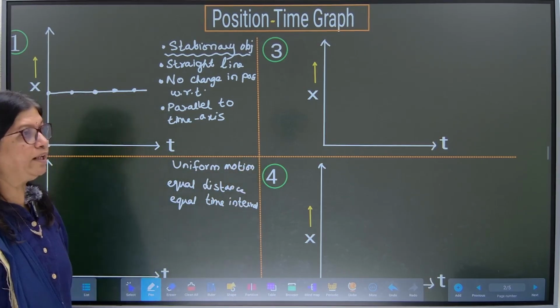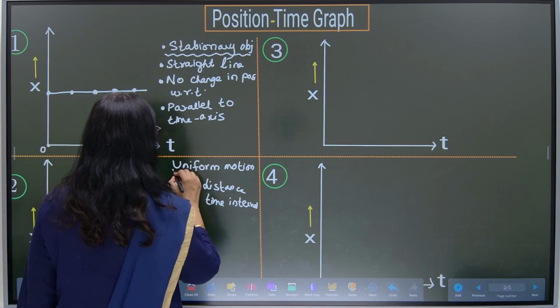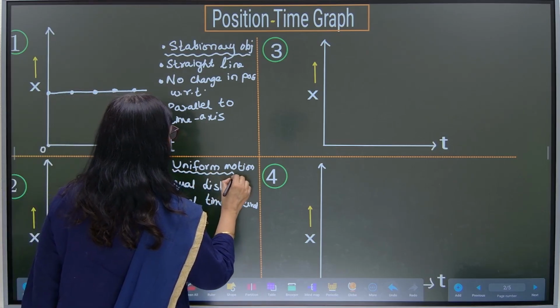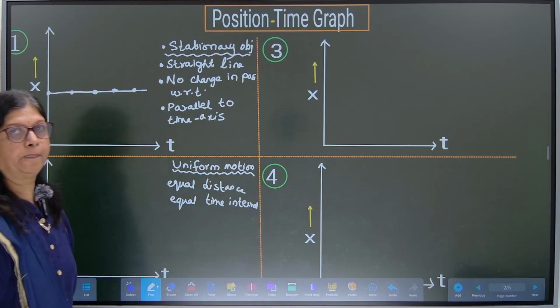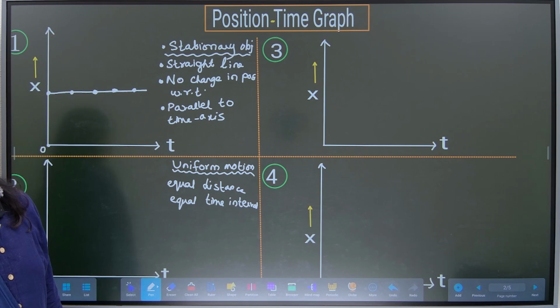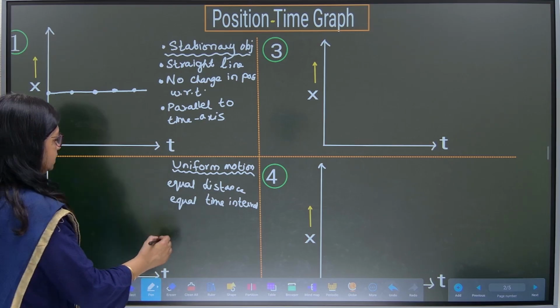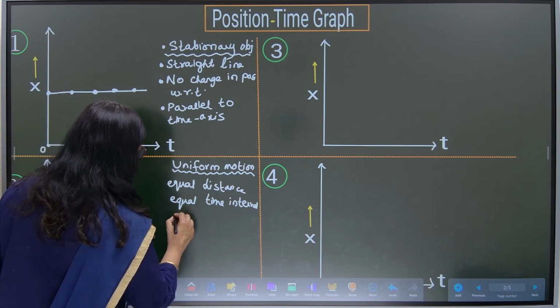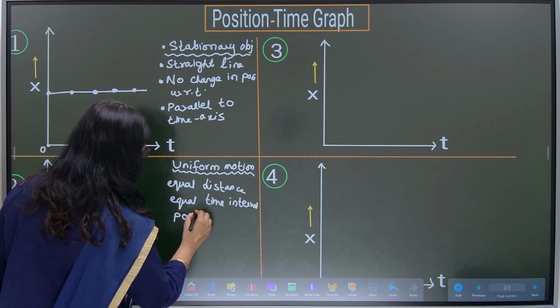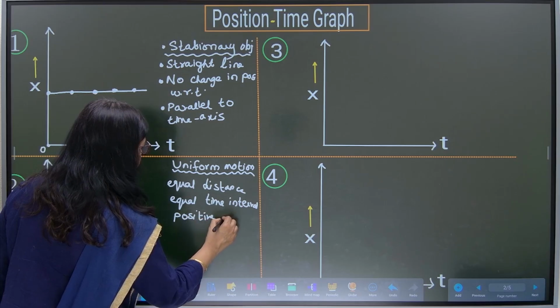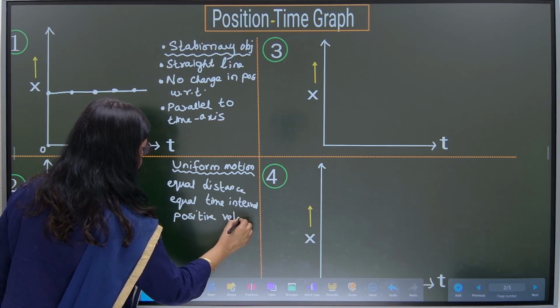So how do I draw this uniform motion on a graph? Okay, let me say that the object which I am considering has a positive velocity also.